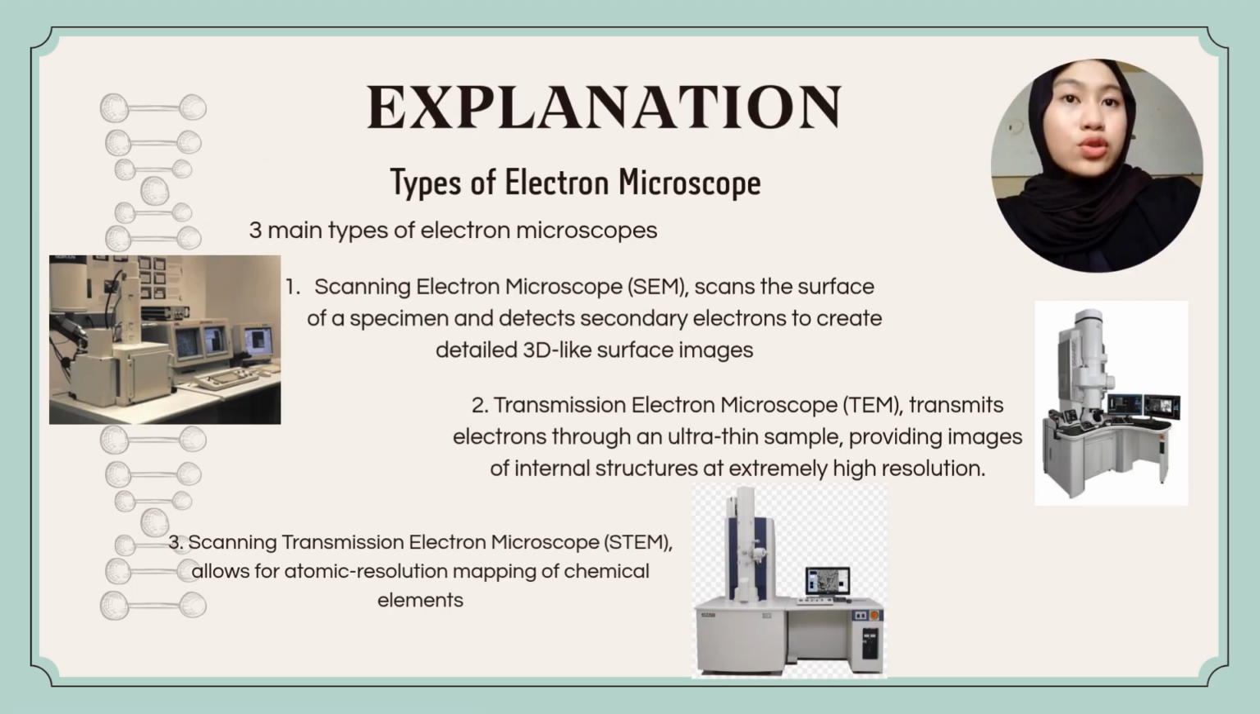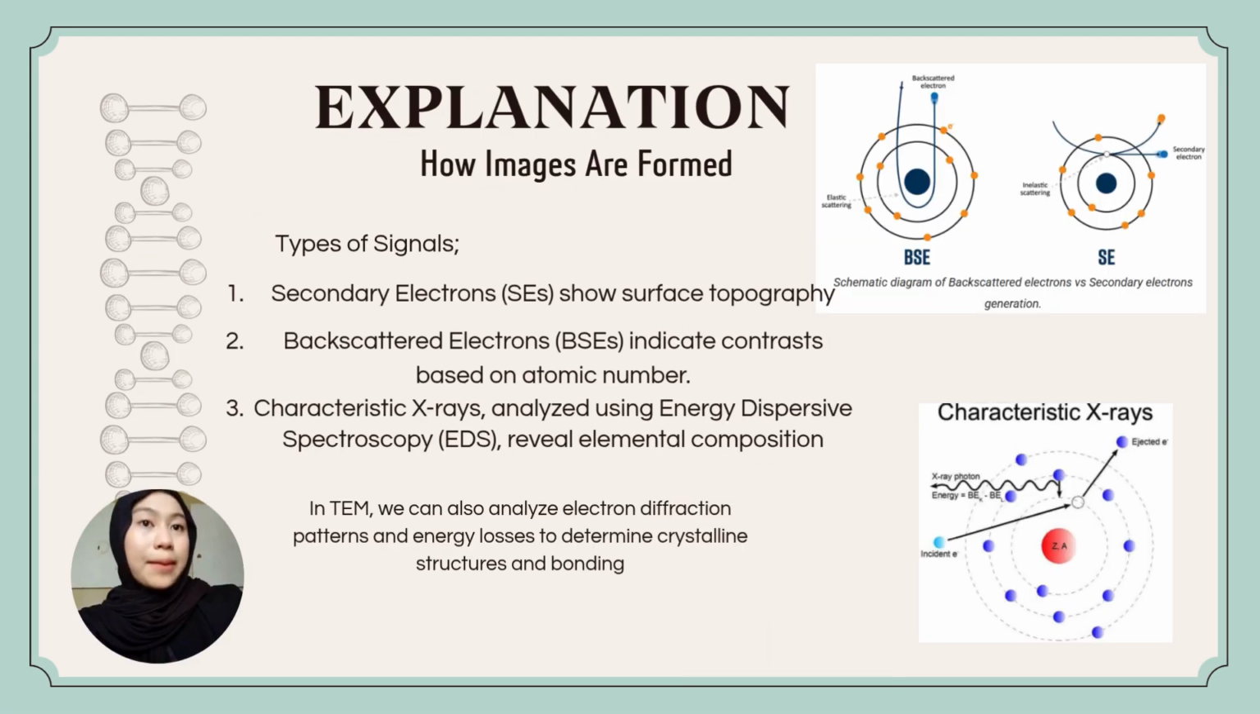The scanning electron microscope, or SEM, scans the surface of a specimen and detects secondary electrons to create a detailed 3D-like surface image. The transmission electron microscope, or TEM, transmits electrons through an ultra-thin sample, providing images of internal structures at extremely high resolution. A hybrid of both, the Scanning Transmission Electron Microscope, or STEM, allows for atomic resolution mapping of chemical elements. When electrons interact with a sample, they produce several types of signals.